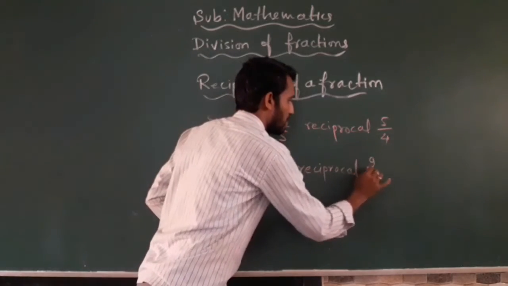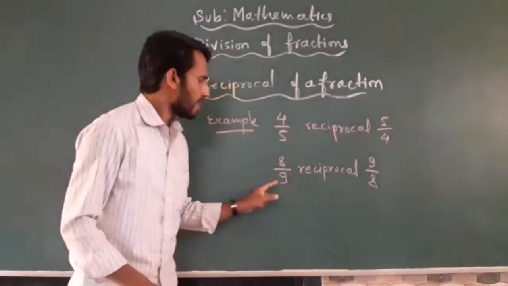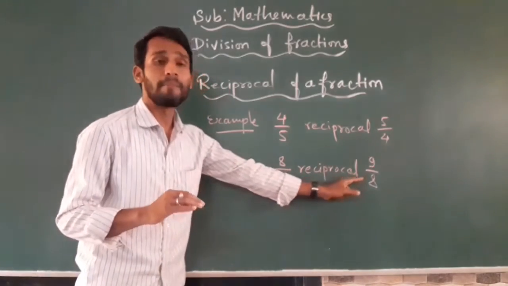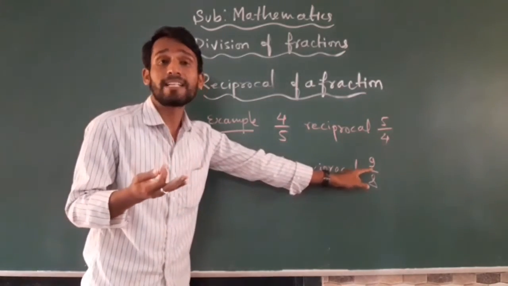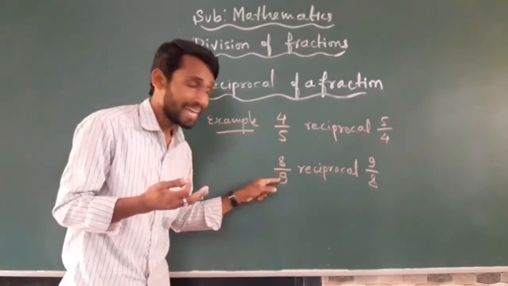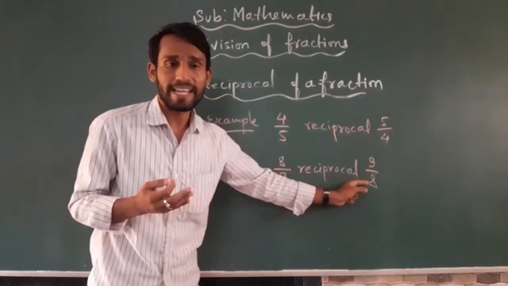The reciprocal is 9 by 8. See, dear student, here also I interchanged the numerator and denominator. We can say that the reciprocal of 8 by 9 is 9 by 8.